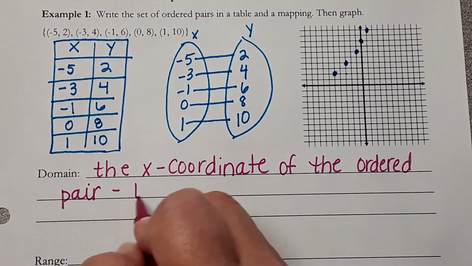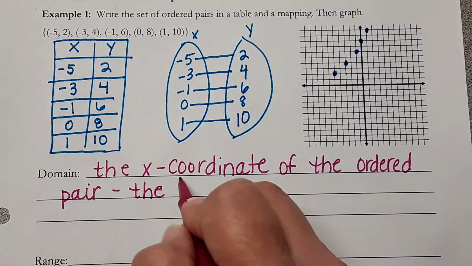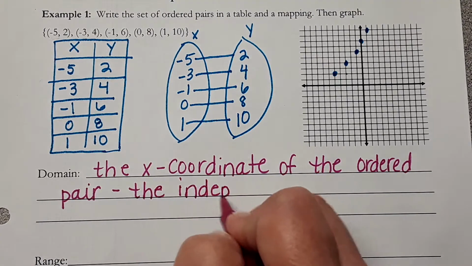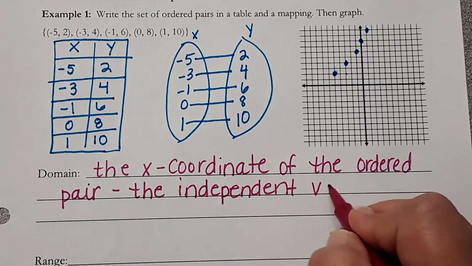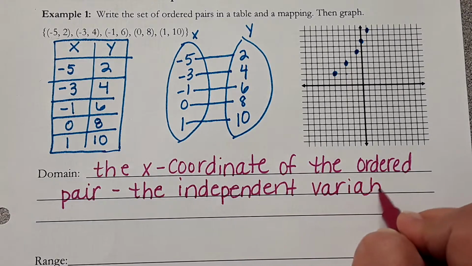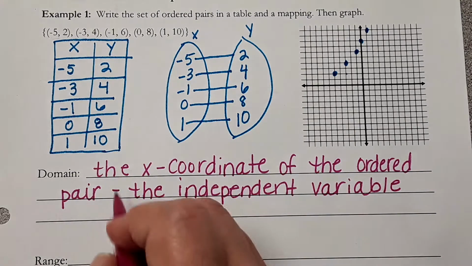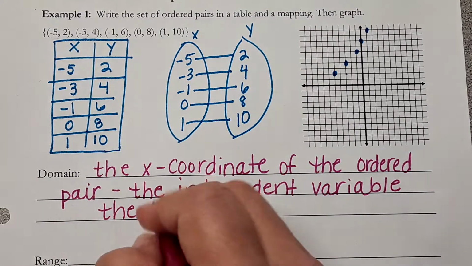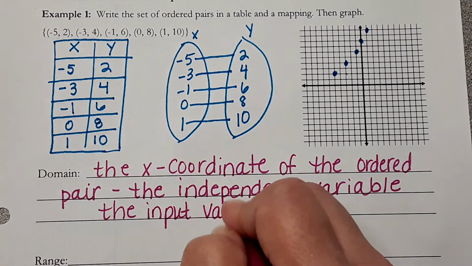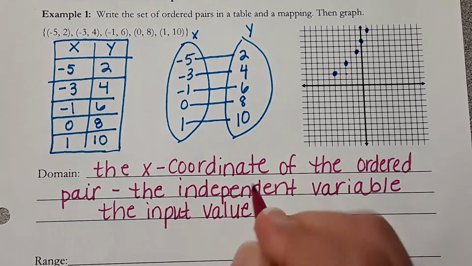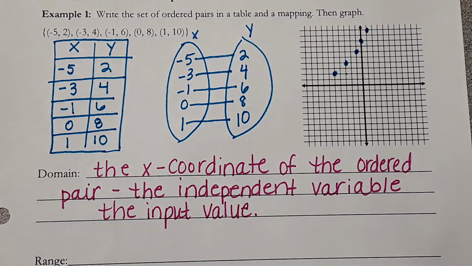It's also known as the independent variable. And it's the input value. So those are all the domains. If they ask you the domain, it's the x-coordinate. It's also known as the independent variable, and it's also known as the input value.